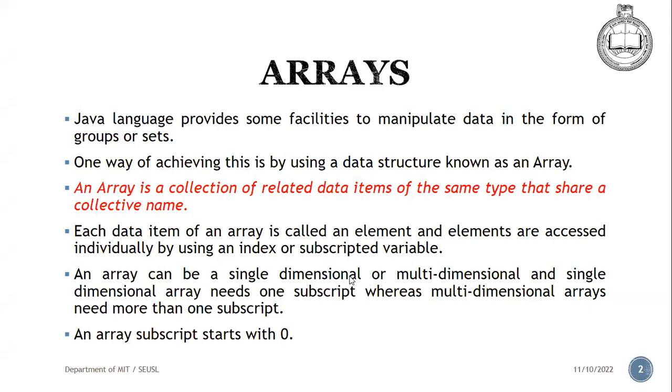What is mentioned here: single dimensional arrays need one index. So in a single dimensional array, for a particular data element there will be one index, and using that index the value can be accessed. And this is important, the very last line that I am going to discuss now is important. An array index, or subscript, starts with 0.